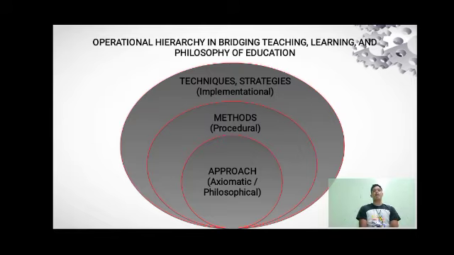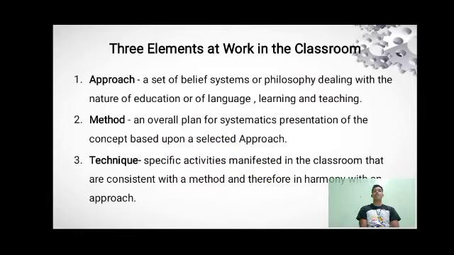So there are three elements at work in the classroom. First, the approach. What is an approach? An approach is a set of belief systems or philosophy dealing with the nature of education or of language learning and teaching. Second is method. Method is an overall plan for systematic presentation of the concept based upon the selected approach. And lastly, technique is the specific activities manifested in the classroom that are consistent with a method and therefore in harmony with an approach.